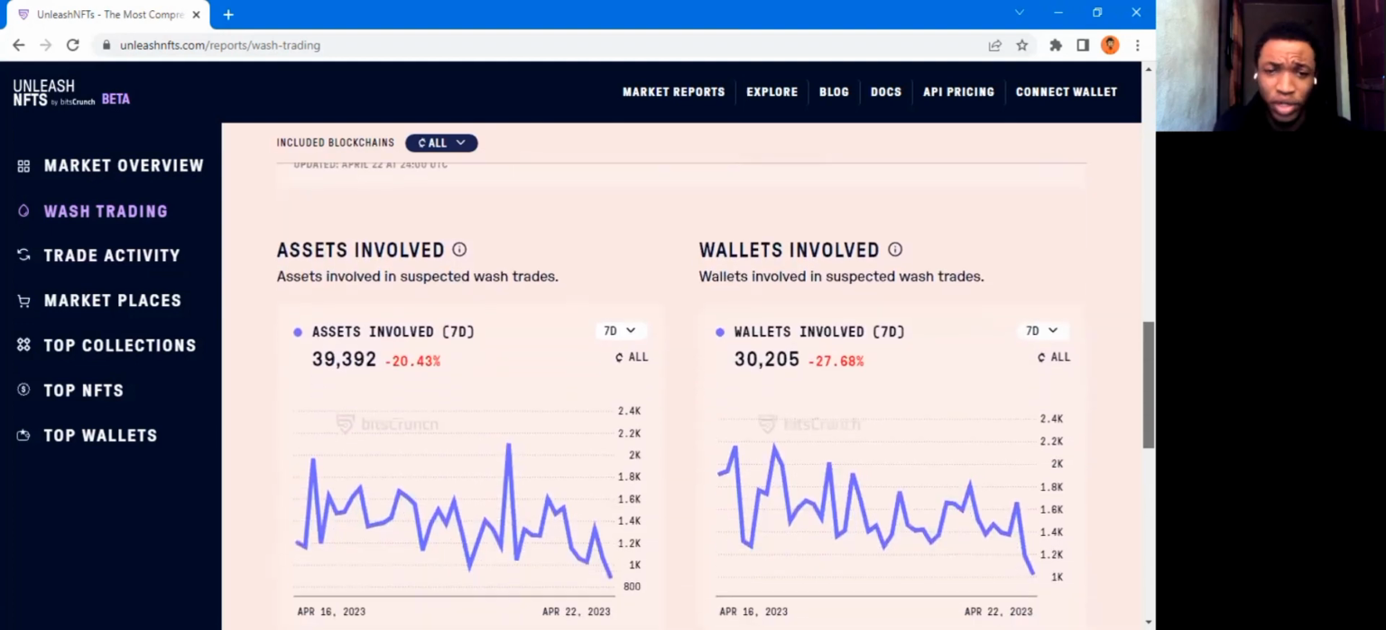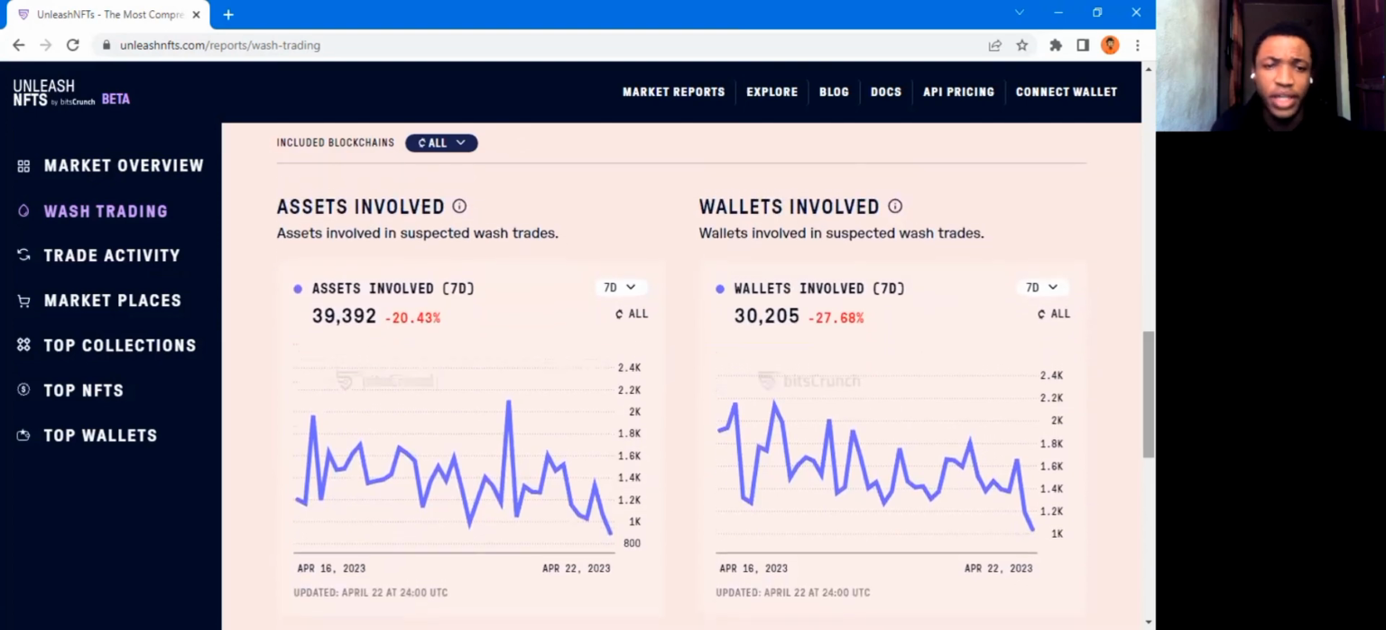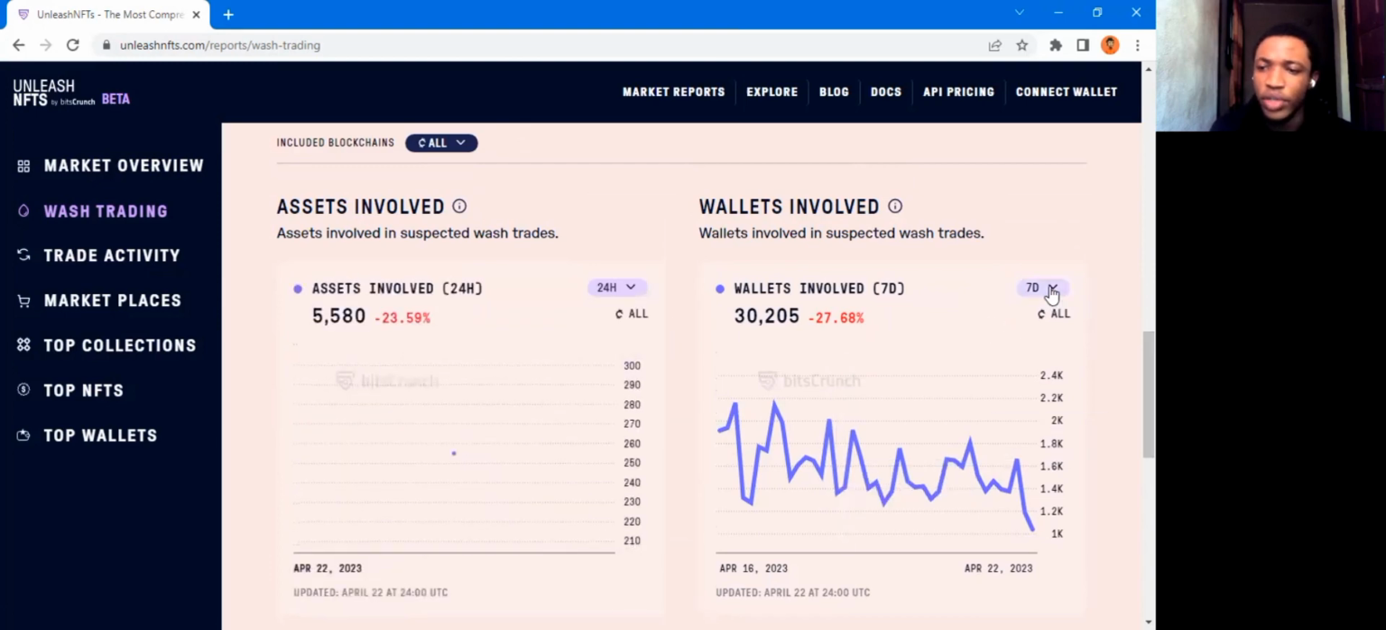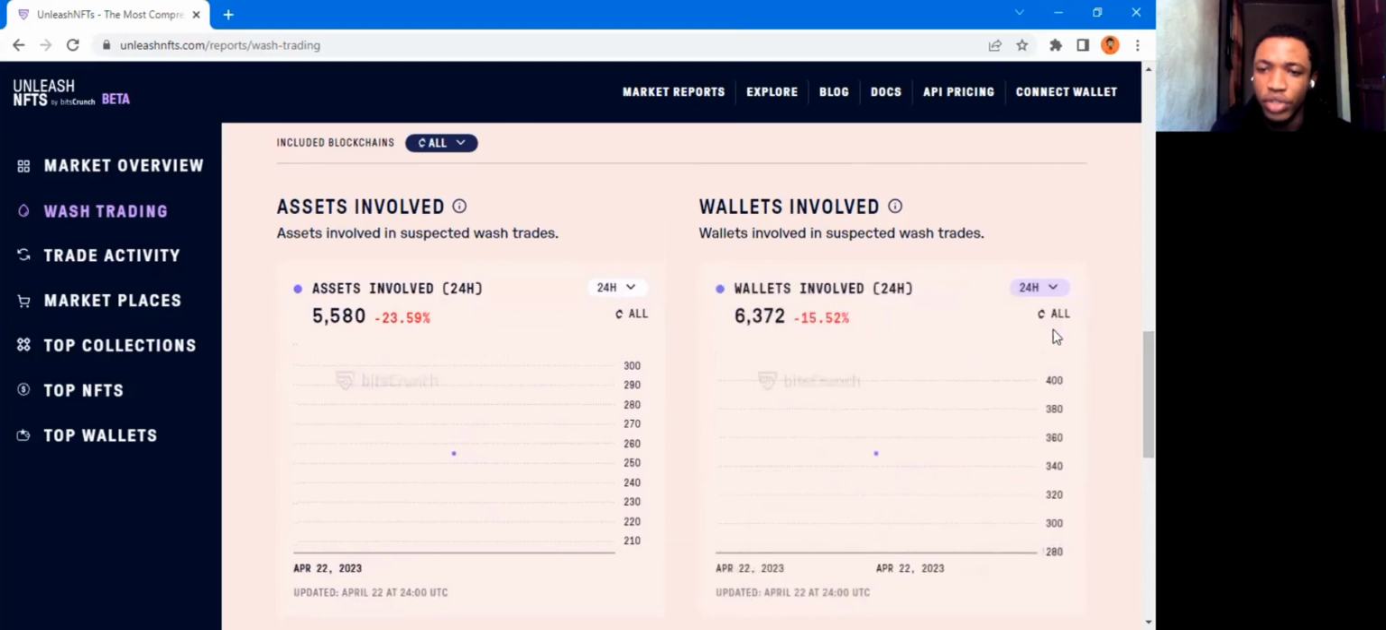We're going to scroll down some more, and we're going to see graphs for the assets involved and the wallets involved in this watch trade, the data for all of them. And of course, as usual, I'm going to categorize it by 24 hours. Do the same for the wallets involved. You notice that as of April 22nd, 7 a.m., we had 255 assets involved in suspected watch trade activities. And also the wallets involved, we have 349 wallets involved in these suspected watch trading activities, mind you.